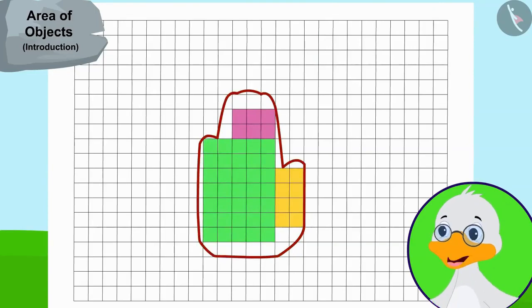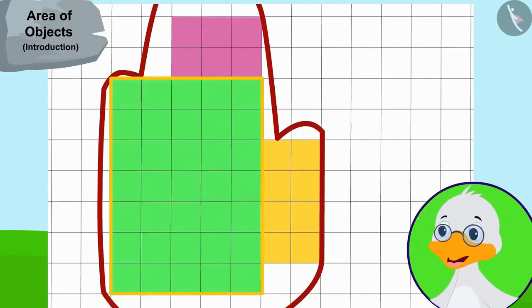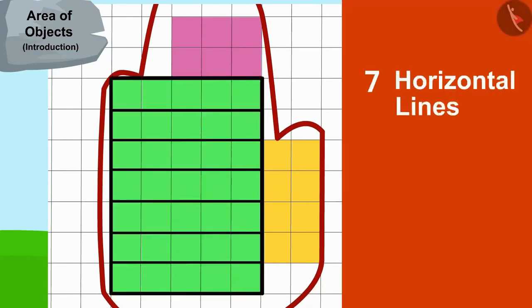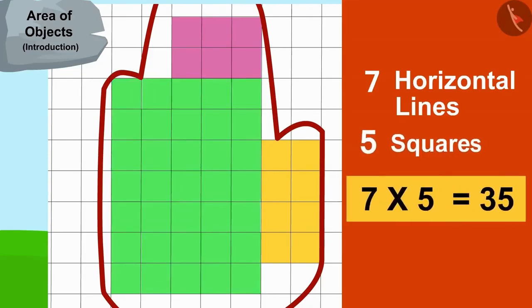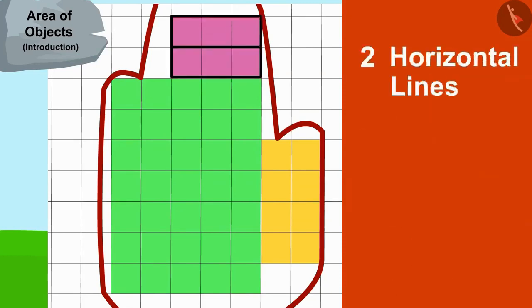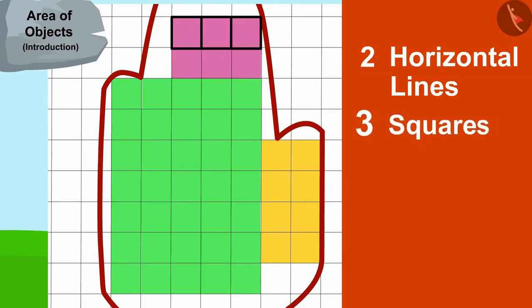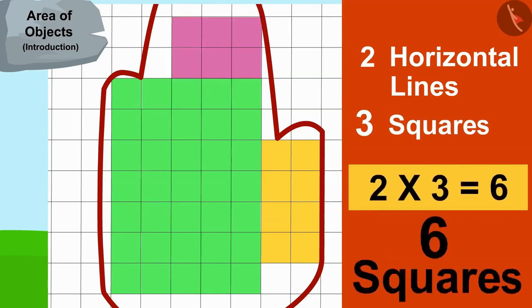Now, I will first find the area of this rectangle. This rectangle has 7 horizontal lines and each line has 5 squares in it. This means there are 7 times 5 or 35 squares in this rectangle. This rectangle has 2 horizontal lines and each of the lines has 3 squares. That means this rectangle has 2 times 3 or 6 squares.